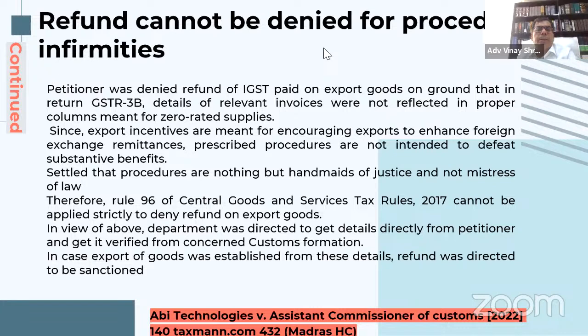Now in another judgment, and this is a judgment of the Honorable Madras High Court.